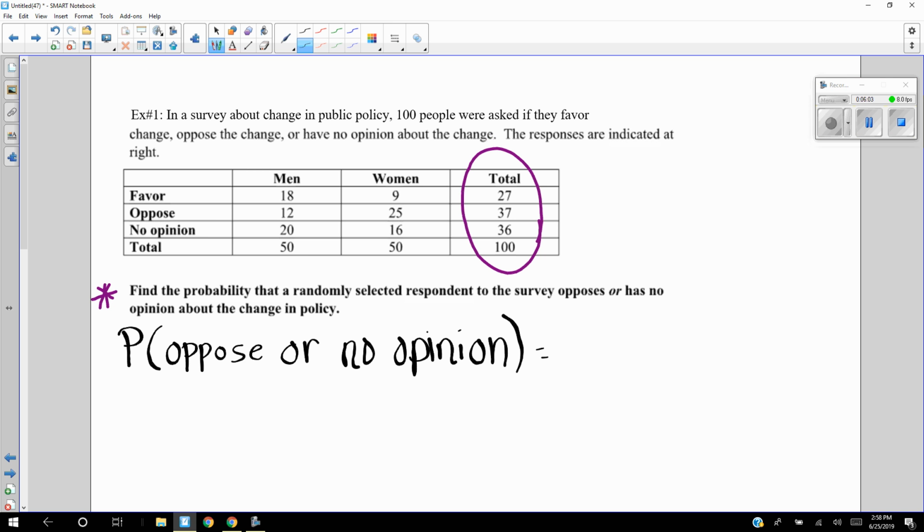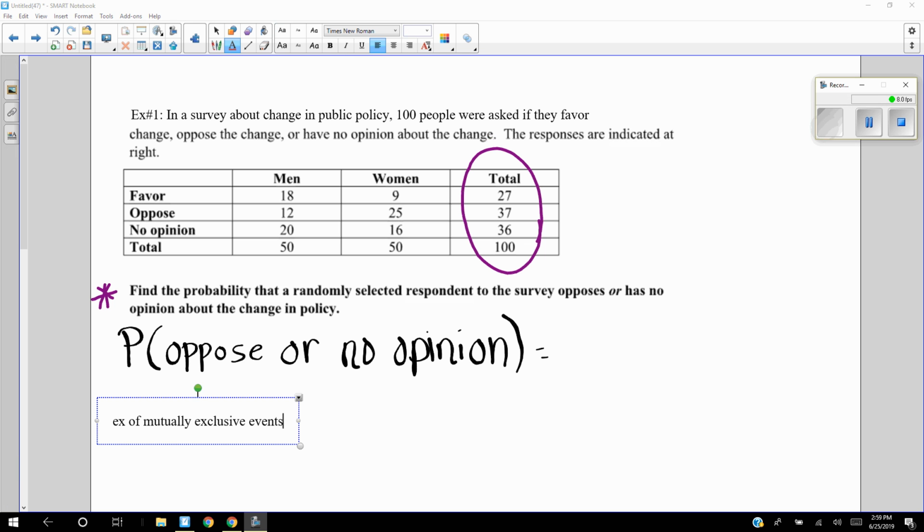So I'm going to write the problem out like that. And then, is this an example of mutually exclusive or inclusive events? Think to yourself just for a second. And if you said these are mutually exclusive events, you're right, because you can't oppose the policy and have no opinion at the exact same time. There's no overlap between these two classes of people.